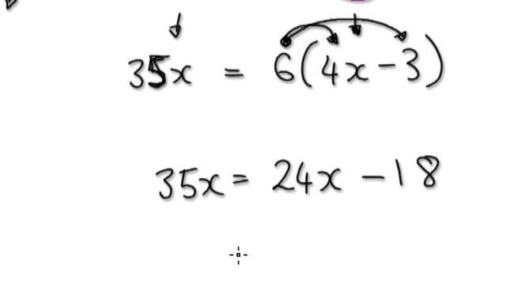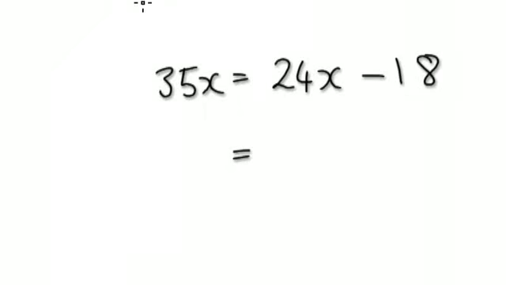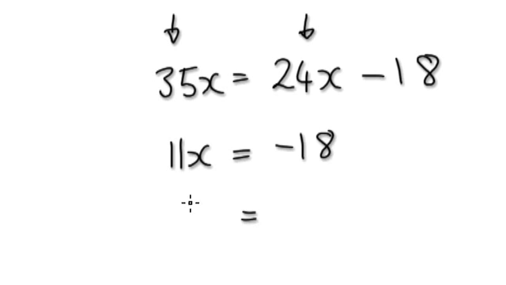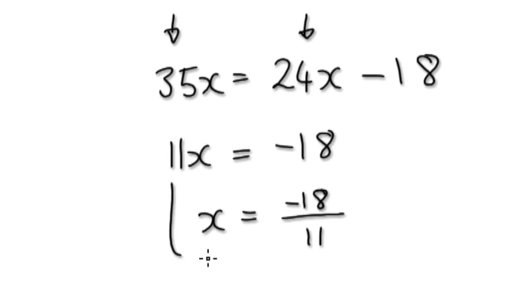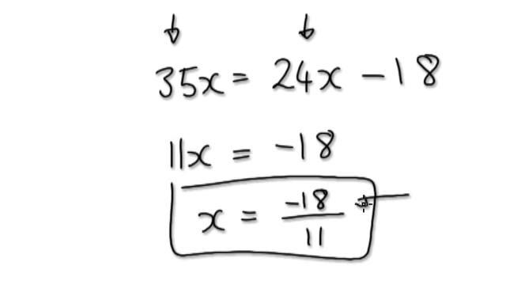Over here you've got 35 bags, and over here you've got 24 bags. So take away 24x from both sides. So it will be 11x on this side, and this side will be minus 18. Now divide both sides by 11, so it will be minus 18 over 11. Okay, so this is your answer. Have a quick glance to see if you can simplify this. I don't think you can, so leave it as it is.